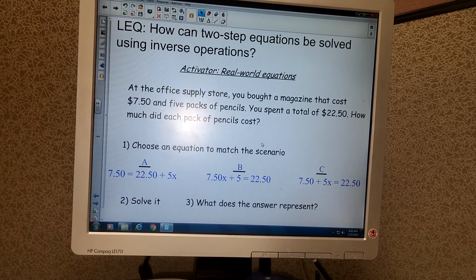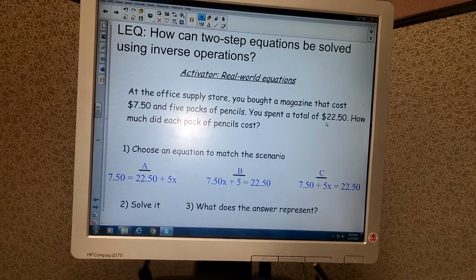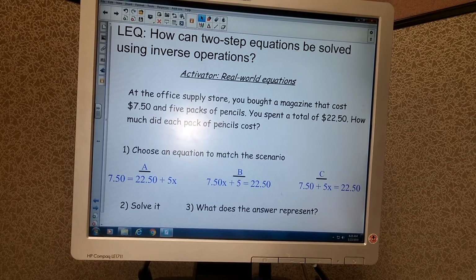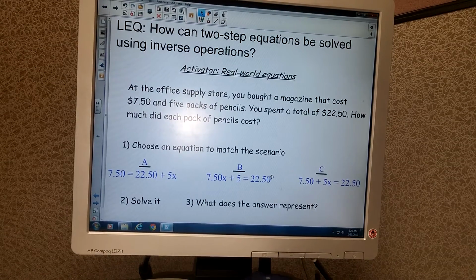At the office supply store, you bought a magazine that cost $7.50 and 5 packs of pencils. You spent a total of $22.50. How much did each pack of pencils cost? So, when you can figure out which equation it is, pause the tape and solve it.